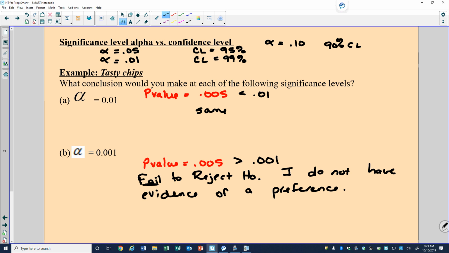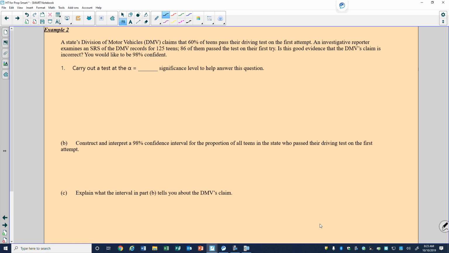Okay, so now that I've explained all the steps to this test, let's run one more. Let's just do one more example. And I'm also going to compare it to what we did for confidence intervals.